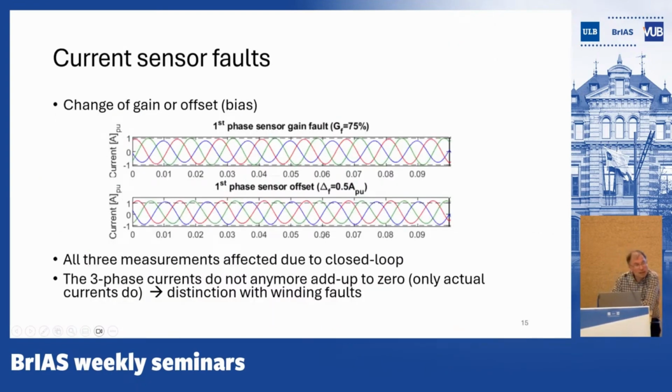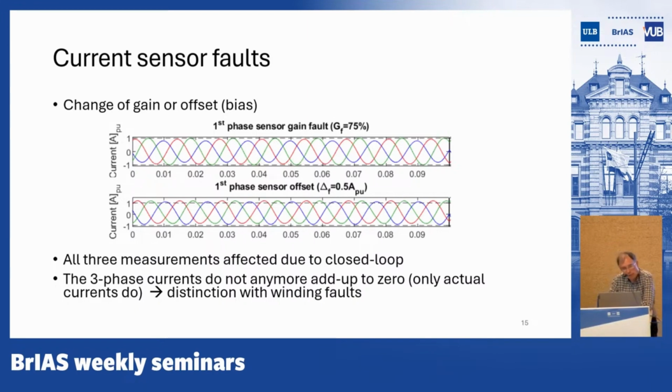If you look now at sensor faults, we consider here two kinds of faults: a change in gain of the sensors or an offset in one of the sensors. And due again to the control scheme, these faults affect all three current measurements.